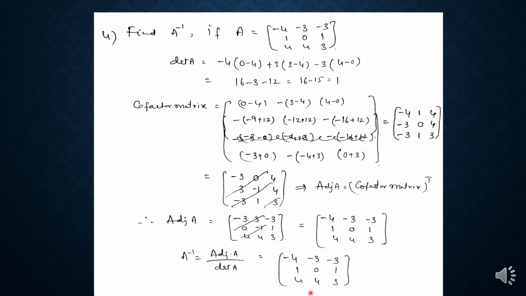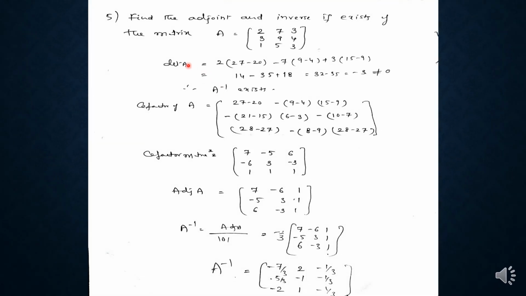Now coming to the next problem. Find the adjoint and inverse, if it exists, of the matrix A = [2, 7, 3; 3, 9, 4; 1, 5, 3]. So, given the problem, find the adjoint and inverse if it exists of the matrix.